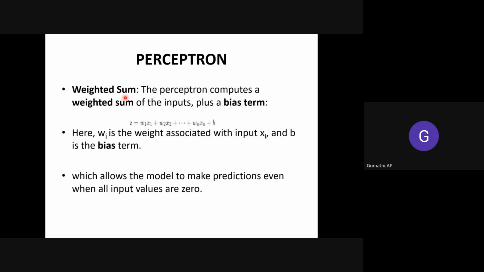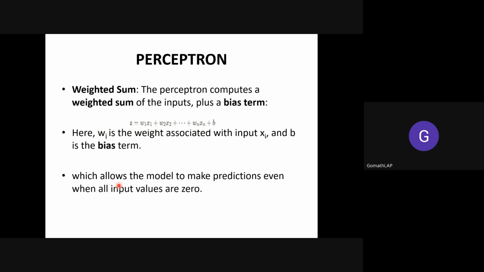Next one is the weighted sum. The perceptron computes the weighted sum of the inputs plus the bias term. We can denote the weighted sum as Z. Z will be calculated like this, the weighted sum of the input. We can use this formula for calculating the weighted sum: W1 into X1 plus W2 into X2. Finally, the result will be added to the bias term. Here, W is the weight associated with the input and B is the bias. Already we have used these terms.